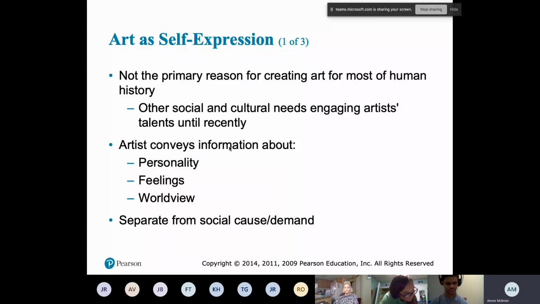But art as self-expression means there's not like a social issue as to why the artist is making this. Usually they're doing it just to express their own needs, thoughts, and desires, or expressing their talent to the world.